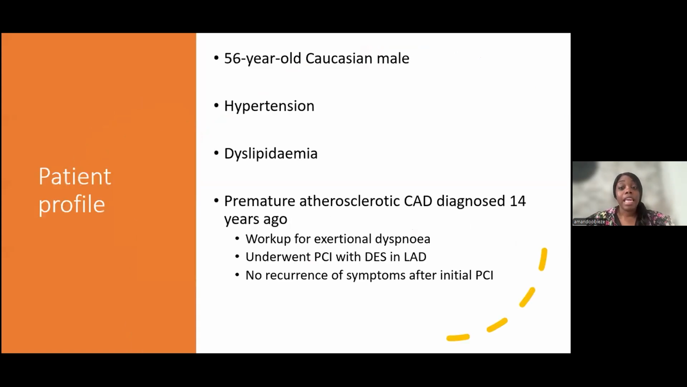So I'm just going to describe a case of a patient which does not fit into this typical presentation of coronary artery disease. So this was a 56-year-old gentleman who's come in with a background of hypertension, dyslipidemia, and he had a history of premature atherosclerotic CAD diagnosed 14 years prior to presentation. And they had diagnosed this during a workup for exertional dyspnea, which he was having at the time. He underwent a PCI with the stent inserted into his left anterior descending artery. And after that, he had no symptoms prior to presentation. Next, please.